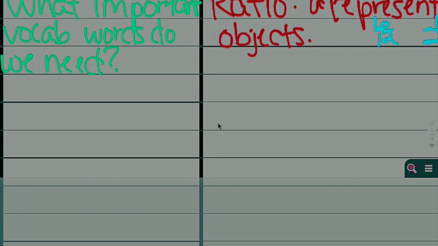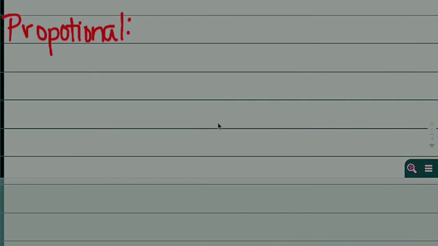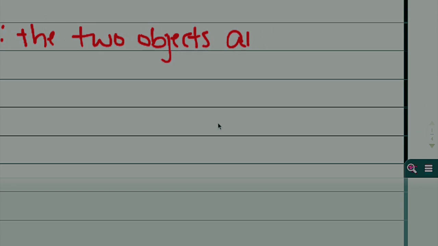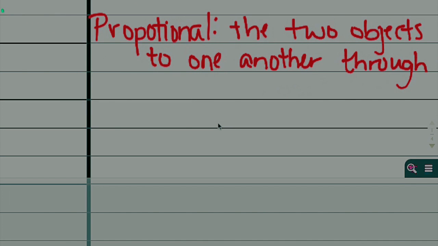Okay, another important definition that you guys need to know before moving on is what proportional means. If something is proportional, then we know that the two objects are related to one another through ratios. And then for our next one, it's going to be dilation.